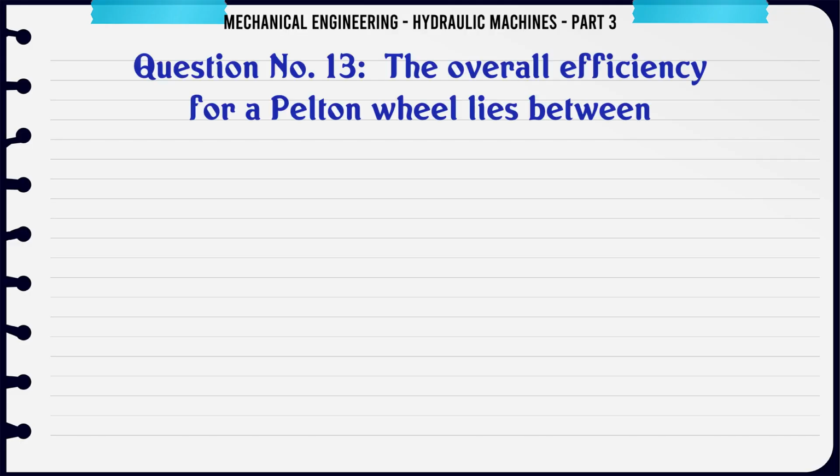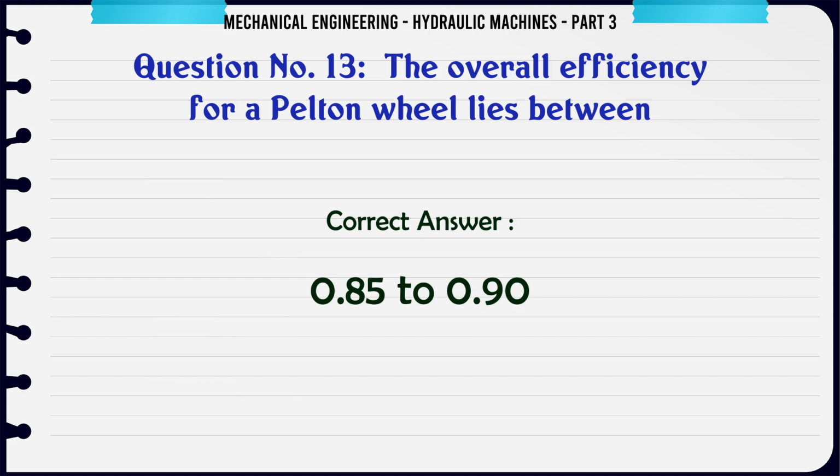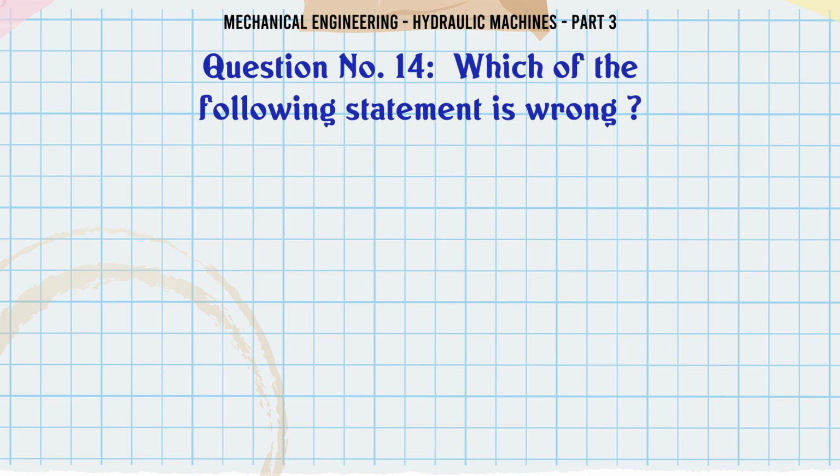The overall efficiency for a Pelton wheel lies between: A. 0.50 to 0.65. B. 0.65 to 0.75. C. 0.75 to 0.85. D. 0.85 to 0.90. The correct answer is 0.85 to 0.90.